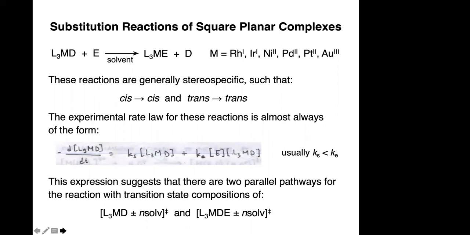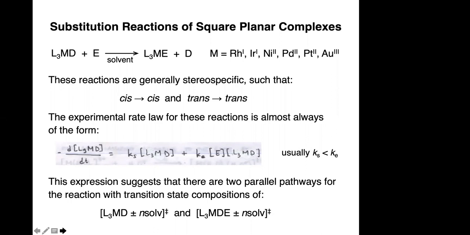And so the first term in this rate law is going to have a transition state composition of L3MD plus or minus N solvent molecules. You'll note that the solvent concentration, of course, will be constant during the reaction, and so it would not appear in the rate expression. You need to be aware that any solvent being needed for the reaction pathway or taken away during the reaction pathway, we wouldn't see in this transition state composition.